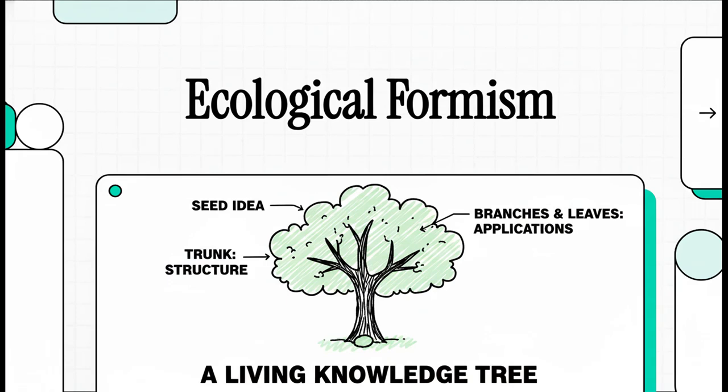All right, let's talk about ideas. Have you ever felt like your brain is just a tangled mess of thoughts? Well, in this explainer, we're diving into a really cool framework called ecological formalism. The whole idea is to use a simple but really powerful metaphor, a tree, to bring some serious order to that whole universe of thoughts.